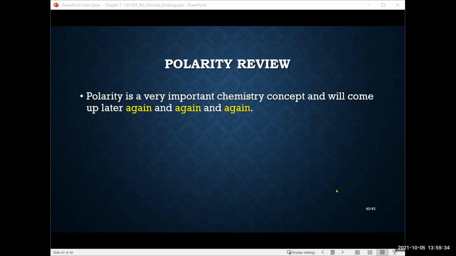So polarity, very important concept that we're going to be using over and over again. Okay, it's going to keep popping up, especially when we get to the part where we're dealing with physical properties called IMF, intermolecular forces, and how molecules interact with each other. Depending on the type of polarity of the molecule, we're going to be looking at boiling point, melting point, surface tension, viscosity.